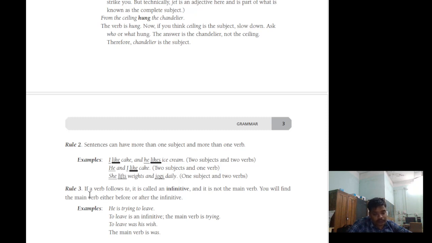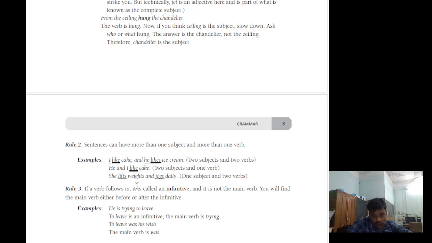Next, rule 3. If a verb follows to, it is called an infinitive and it is not the main verb. You will find the main verb either before or after the infinitive. He is trying to live. To live is an infinitive. The main verb is trying.